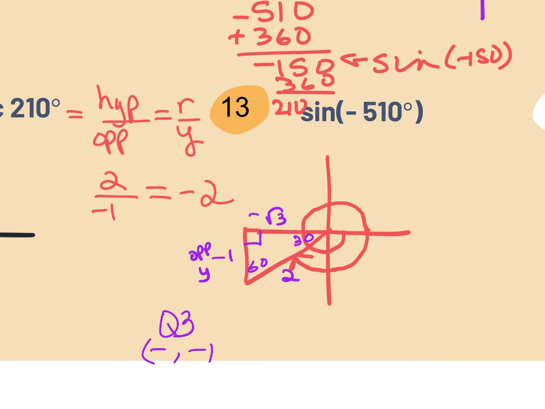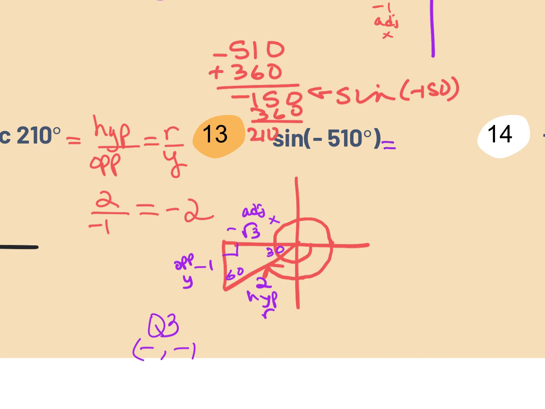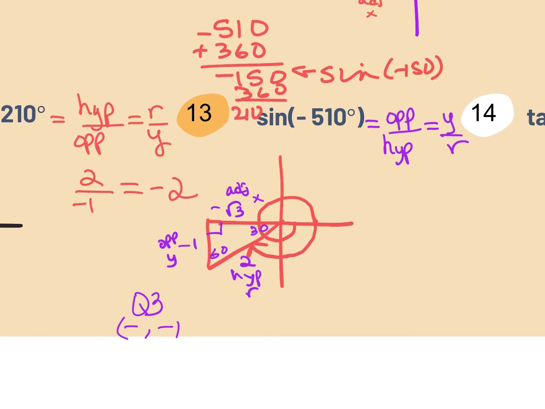This is also your y. Adjacent, x, hypotenuse, r. We want sine. Sine is opposite over hypotenuse, or y over r. So then we'll fill it in, -1/2. You could also have put the negative in the front. So the sine of -150 is also -1/2 because it's a coterminal angle.